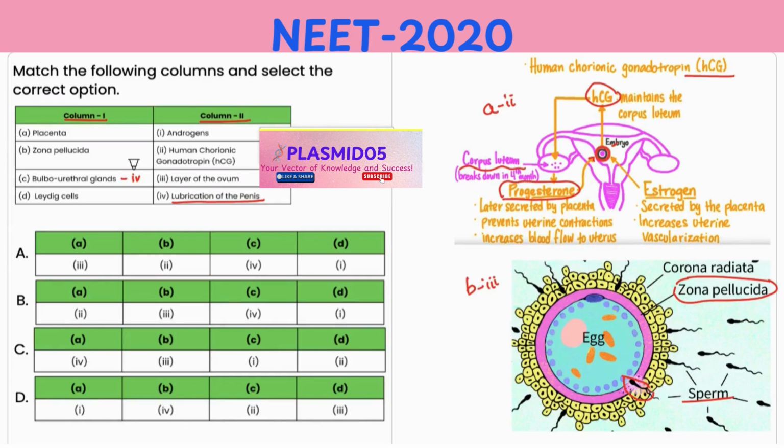Leydig cells, which are found in the testes, are responsible for producing androgens, for example, testosterone. So the androgen plays a key role in male sexual development as well as the expression of secondary sexual characteristics. Thus, D matches with 1. Hence, the correct answer is option B.